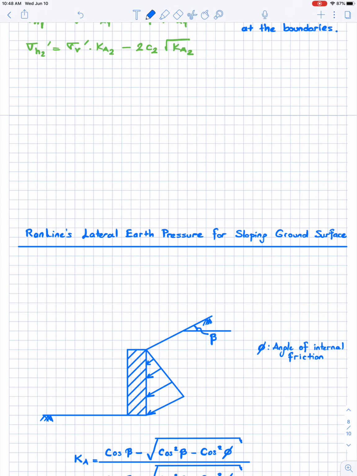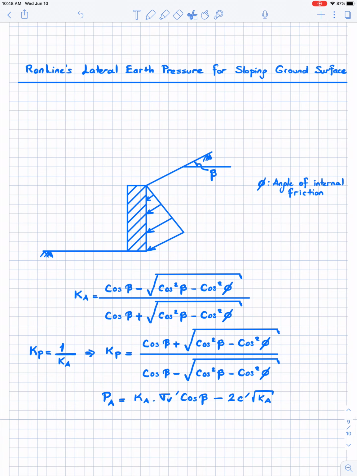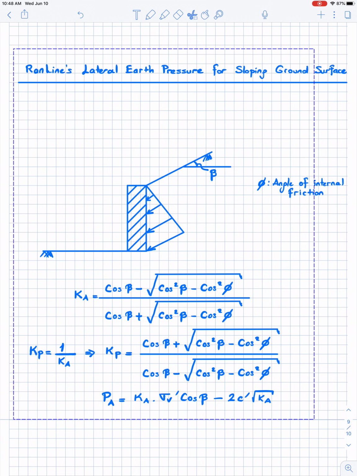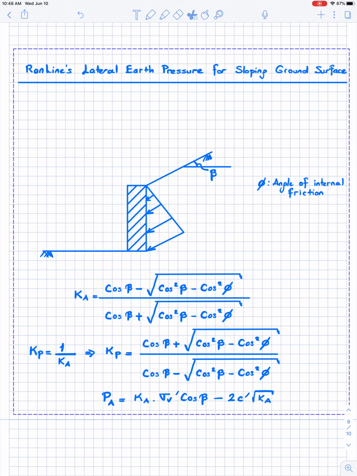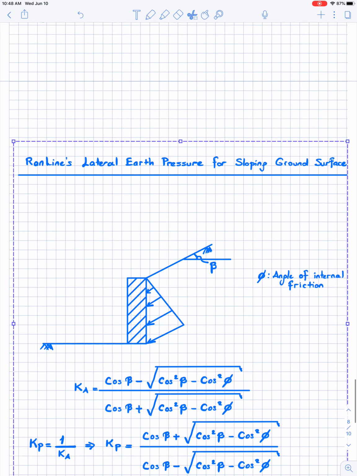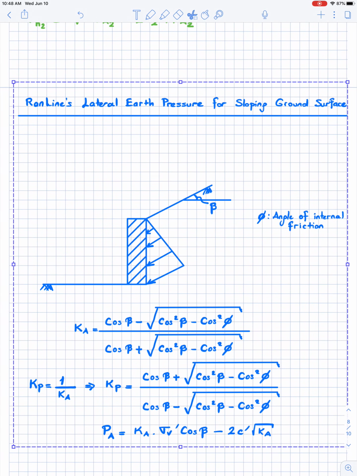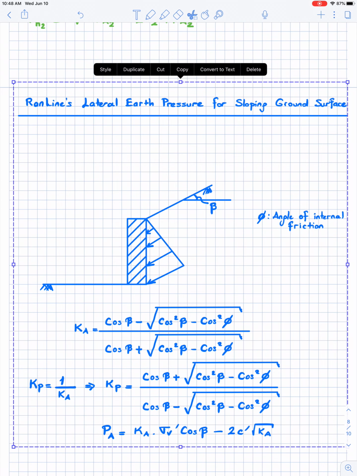And one thing before we actually solve an example problem is Rankine's lateral earth pressure for sloping ground surface. Okay, let me take this over here. This is an easier way to discuss. Now, if you remember our previous assumptions, Rankine's lateral earth pressure theory is valid for both level surfaces and sloping ground surfaces.